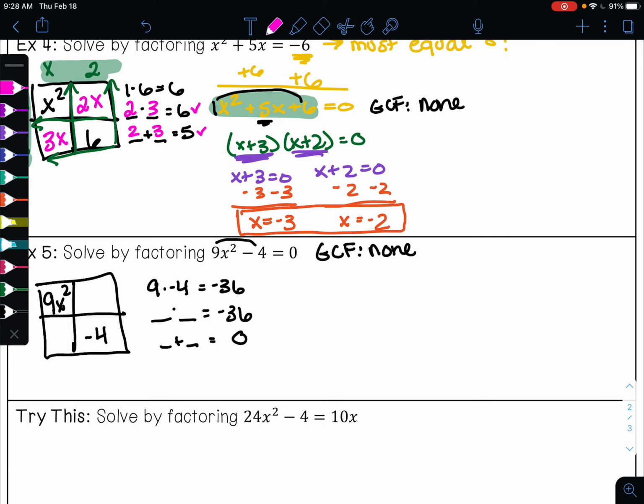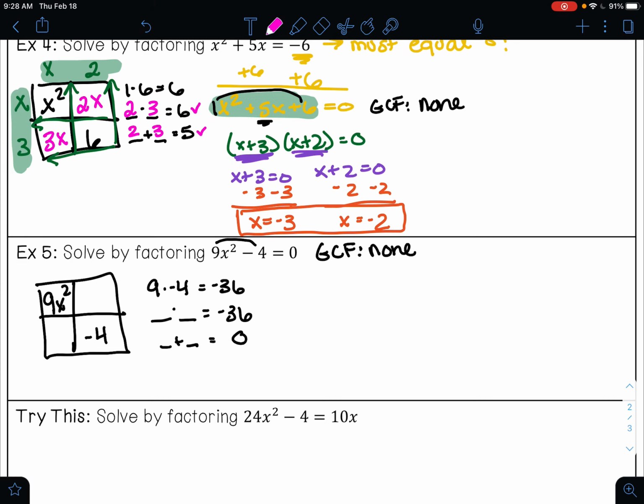And so two numbers that multiply to negative 36 and add to 0 are negative 6 and 6. Negative 6 times 6 is negative 36, and negative 6 plus 6 is 0. So these are the numbers that I'm going to put inside of my area model.